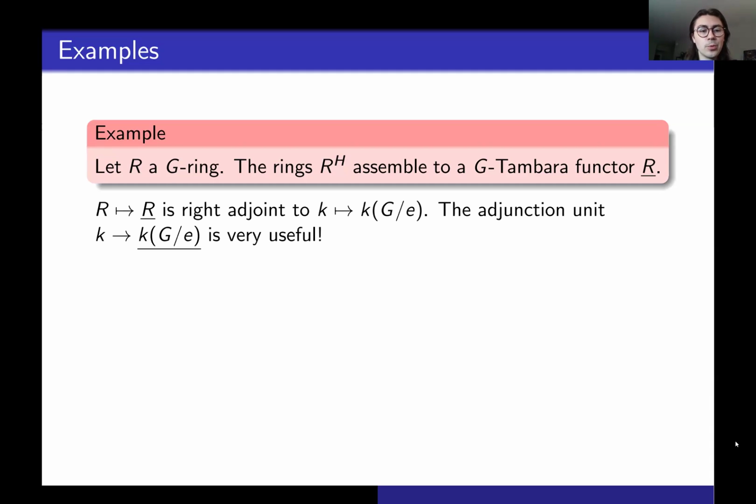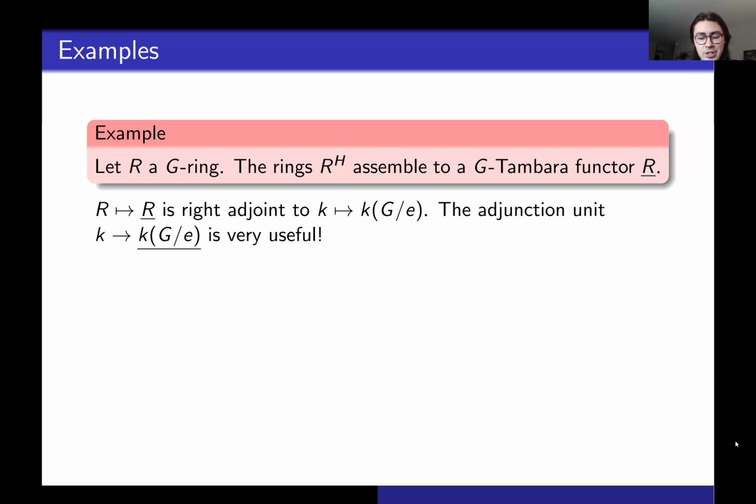This is actually a right adjoint. It's a functorial construction from G rings to G Tambara functors. It's right adjoint to the construction that sends a Tambara functor to its bottom level, the G mod E level. And I haven't said what a morphism of Tambara functors is. I will. The adjunction unit is so useful.